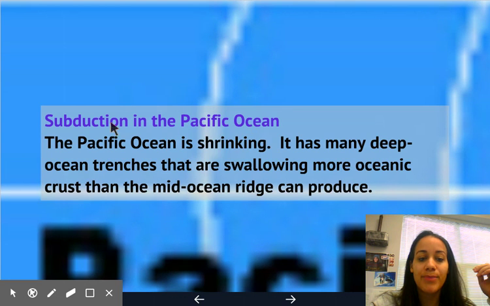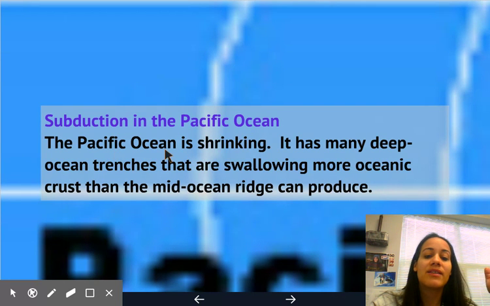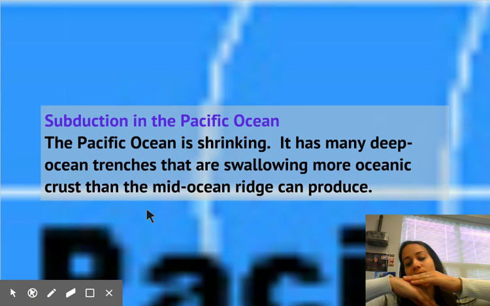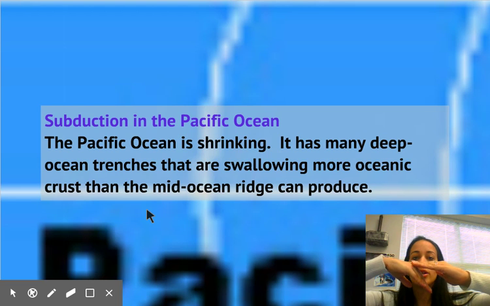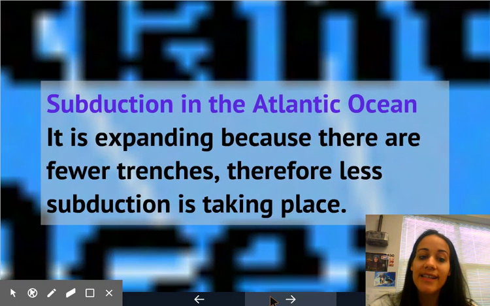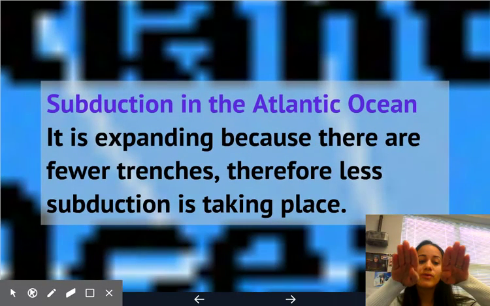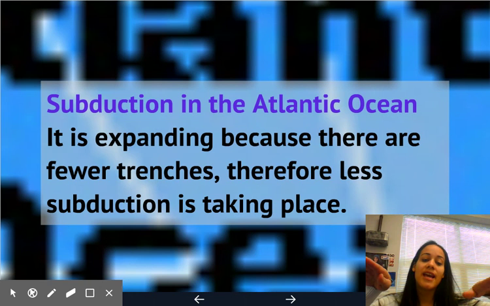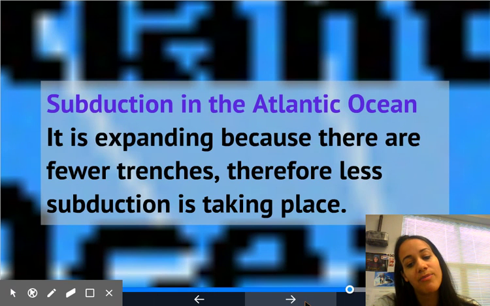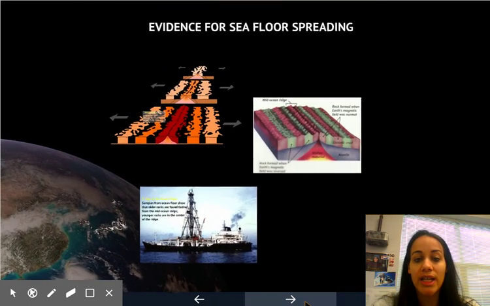So subduction in the Pacific Ocean. The Pacific Ocean is shrinking. It has many deep ocean trenches. And remember, the deep ocean trenches are where we see subduction. We see the oceanic plate sinking under the continental plate. So this happens in the Pacific Ocean, whereas in the Atlantic Ocean, it's expanding because this is where we have fewer trenches and there's more spreading of the ocean floor as opposed to subduction. So there's that big difference. The Atlantic Ocean is expanding while the Pacific Ocean is shrinking.